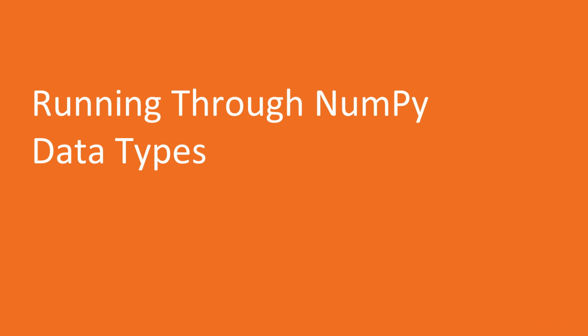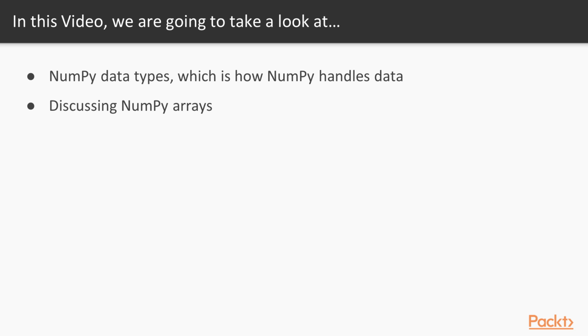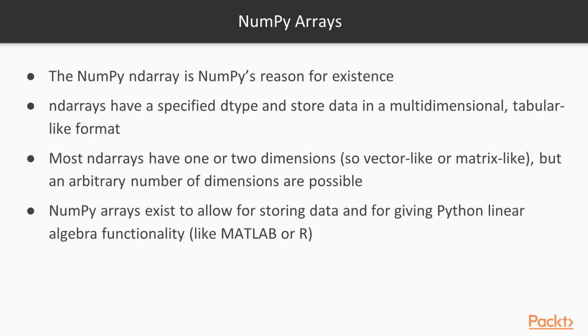Let's begin by discussing NumPy data types, which are conceptually important when handling NumPy arrays. In this video, we will discuss NumPy data types, controlled by dtype objects, which are how NumPy stores and manages data. We also briefly introduce NumPy arrays called ndarrays and discuss what they do. Let's now talk about NumPy arrays, which are called ndarrays.